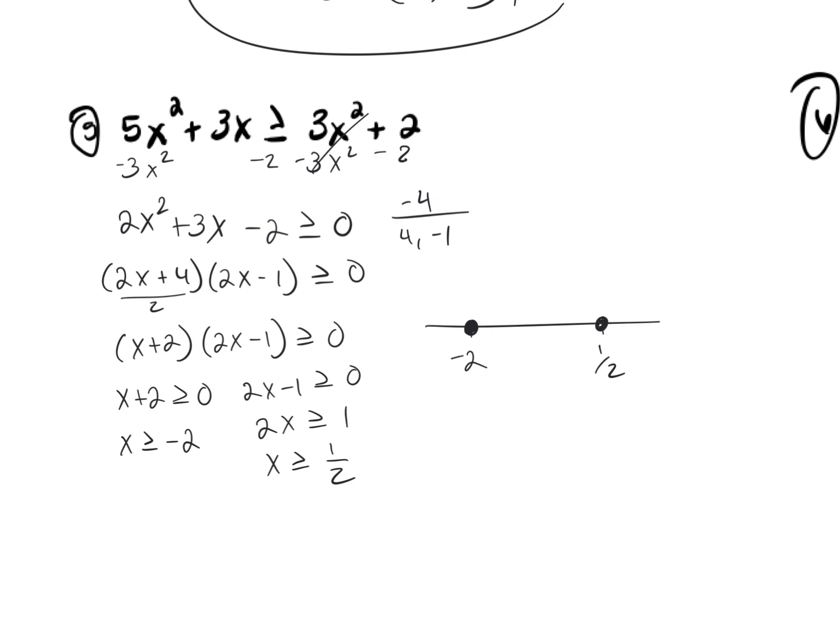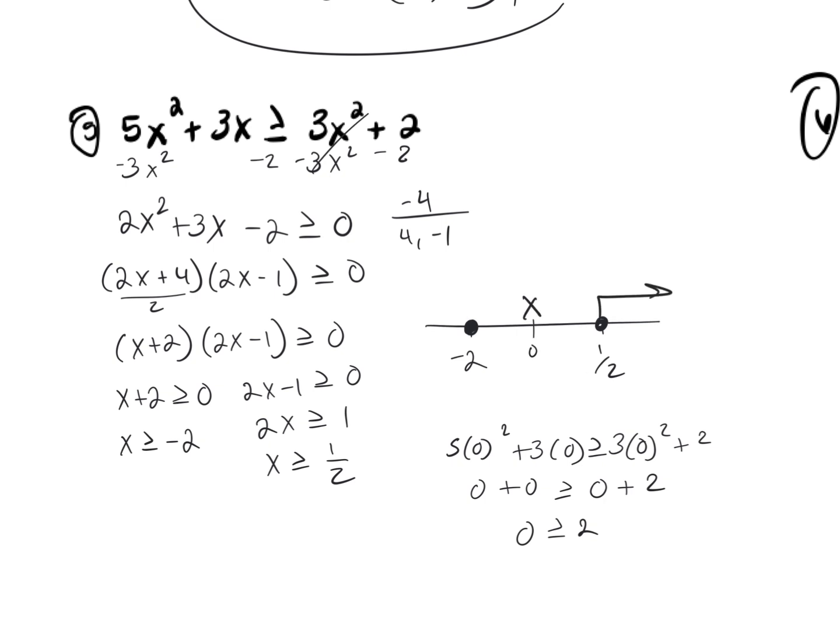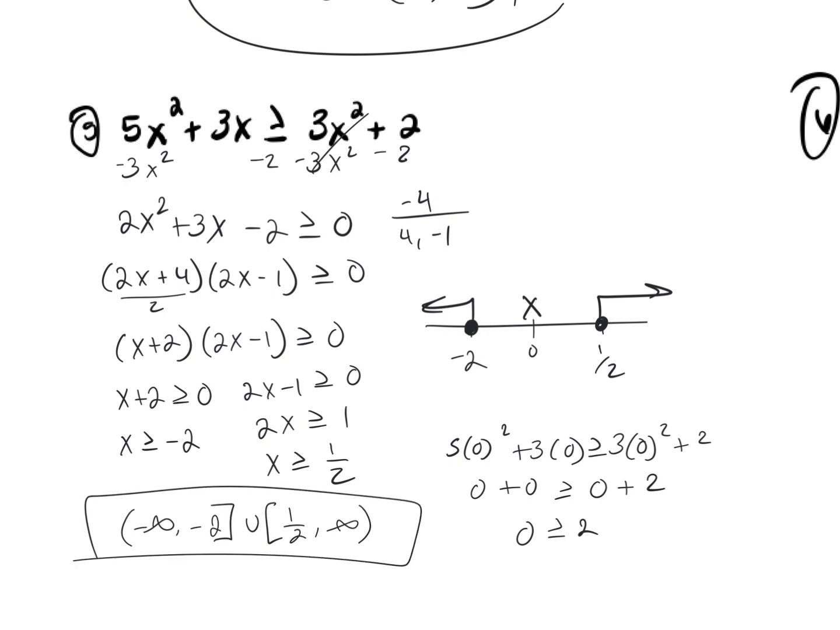And let's figure out the values. I'm going to plug in, again, 0. So it's going to be 5 times 0 squared plus 3 times 0 is greater than or equal to 3 times 0 squared plus 2. 0 plus 0 is greater than 0 plus 2. So 0 is greater than or equal to 2. So it's not true. We're going to be aiming the other way. So our solution is going to be from negative infinity to negative 2 with a bracket. And then bracket a half to infinity. Remember, bracket means included. And if you guys remember, the or equal to is what tells you if it's included or not.